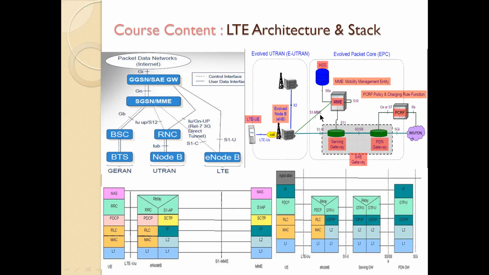But we have to learn about EUTRAN and EPC. So combinedly in an LTE architecture, there are two parts, EUTRAN and EPC. The testing which we are going to learn is for EUTRAN, that is eNodeB testing. This is the eNodeB and this is the UE.